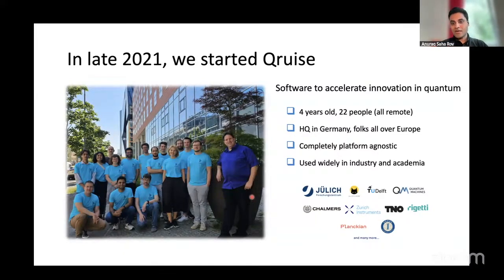And this is where I start telling you about the whole middleware part. But anyway, it's a software team, which is why we're all fully remote. And we develop this software that works on all kinds of quantum computers and also quantum sensors: superconducting qubits, Rydberg atoms, ion traps, photonics, spin qubits, NV centers. We work with all these different platforms.